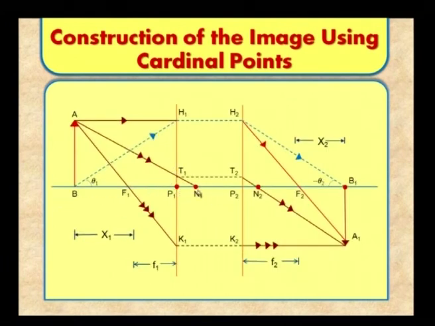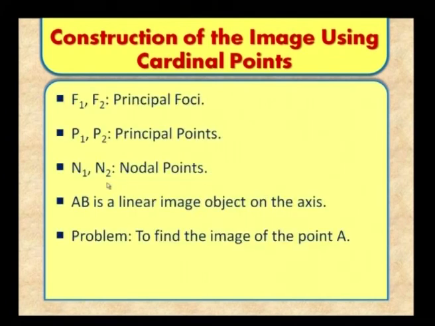By now, you should have a clear idea about P1 and P2, they are the principal points. And now, obviously, N1 and N2 are the nodal points. AB is a linear object placed on the axis. You have got the object placed on the axis, this is AB, right?